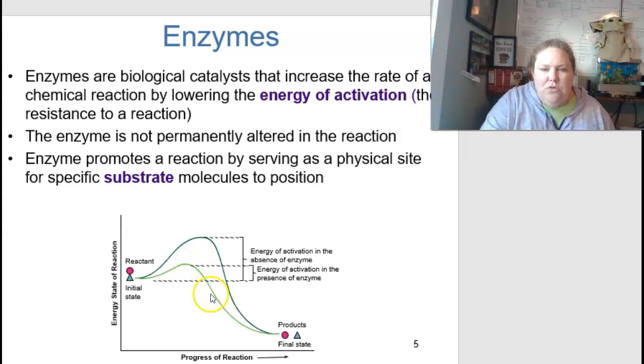And you can see that the green line is with an enzyme, the blue line is without. So this is how much energy it takes to do that reaction. Without an enzyme, it's going to take this much energy to do a reaction. But with an enzyme, since things are becoming quicker and easier, it takes less energy. And this area right here is called activation energy. So you can see that the activation energy with an enzyme is significantly reduced.